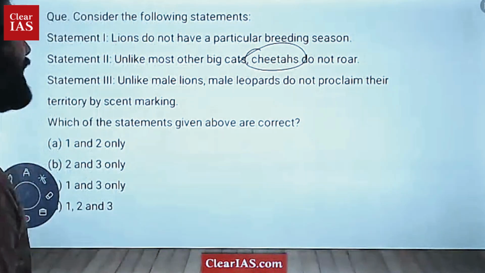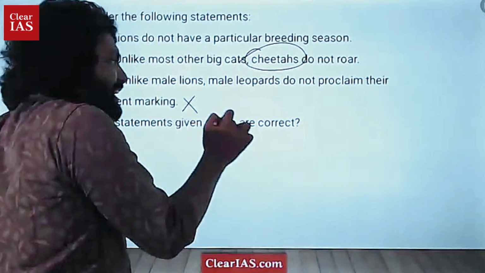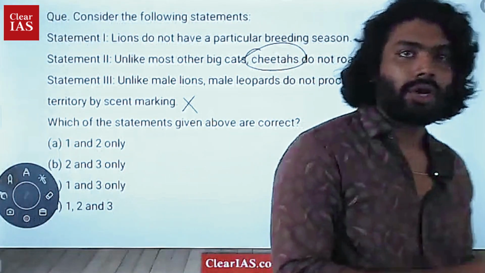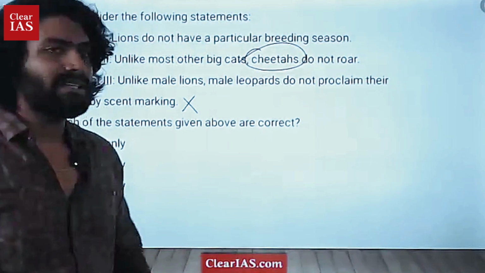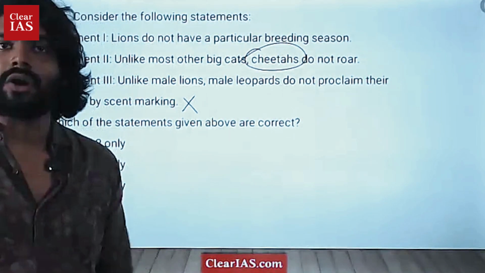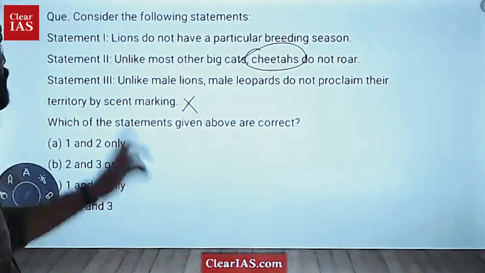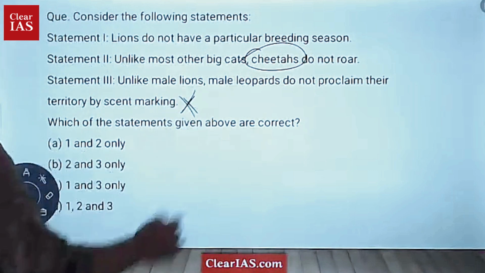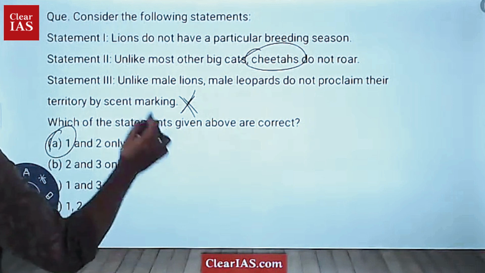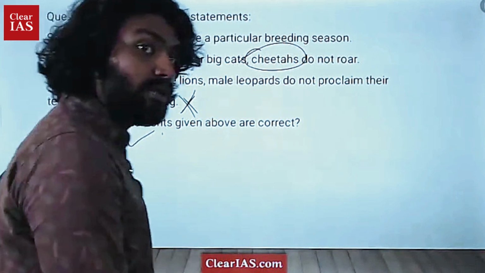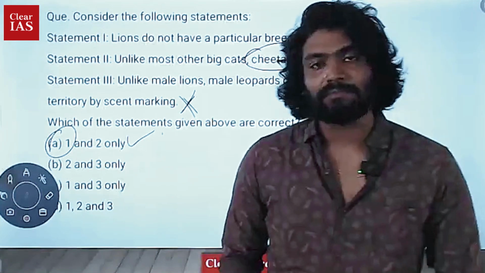Unlike male lions, male leopards do not mark their territory. If you have seen videos of leopards or tigers or lions, big cats, they have a territory marked. It is not exclusive to lions or tigers. Even leopards mark a territory. So this statement is actually wrong. And if you can get this third statement as wrong, the only option is A, 1 and 2. So even if you don't know the first statement, you could actually get to the answer by elimination. Thanks to UPSC, they have brought back the elimination technique.